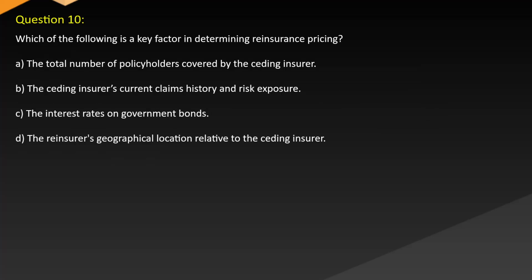Question 10. Which of the following is a key factor in determining reinsurance pricing? A. The total number of policyholders covered by the ceding insurer. B. The ceding insurer's current claims history and risk exposure. C. The interest rates on government bonds. D. The reinsurer's geographical location relative to the ceding insurer.